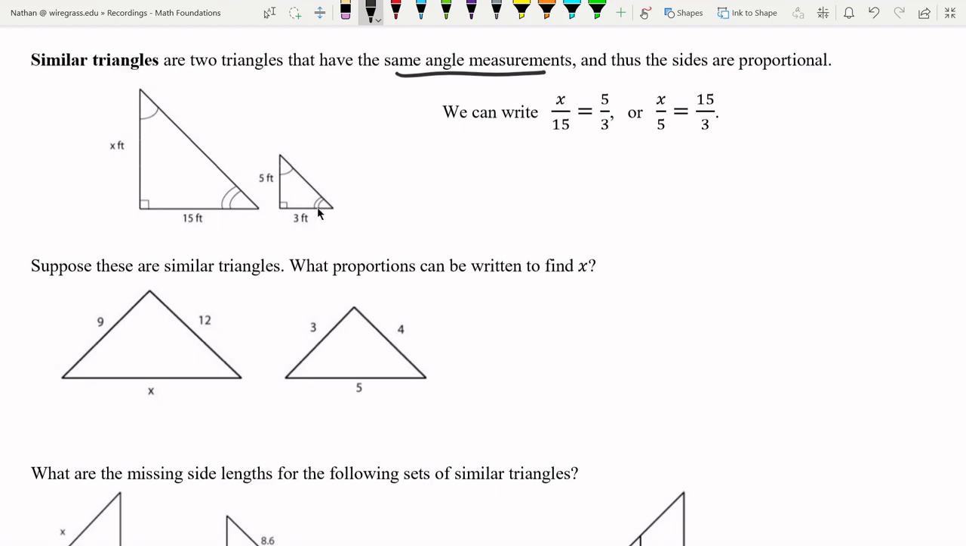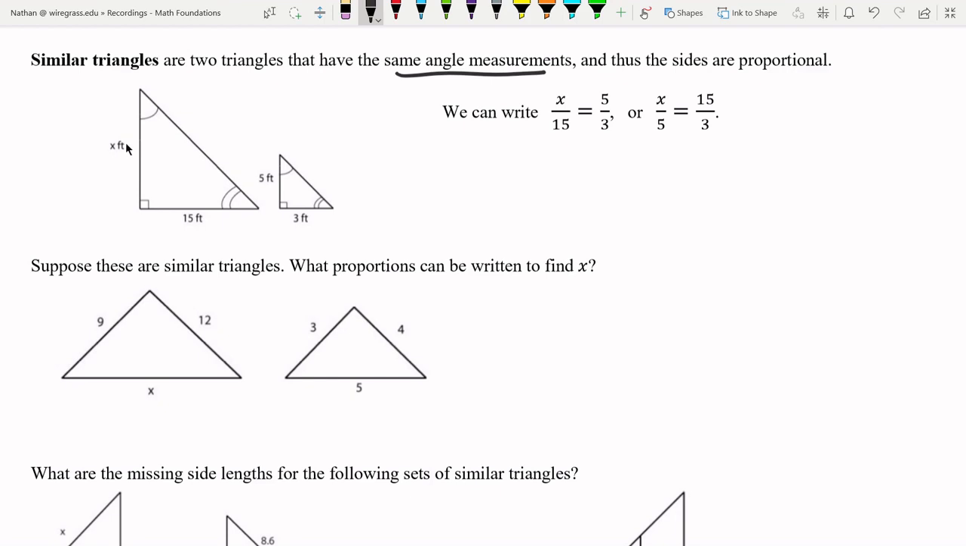We have a 90-degree angle, and then these marks here mean that these two angles are the same, and these two angles are the same. So, for instance, this could be 40 degrees, and that'd be 40 degrees. This could then be 50 degrees, and that'd be 50 degrees. If we have the same angles, that means the side measures are just going to be scaled, and you can use a proportion to show that.